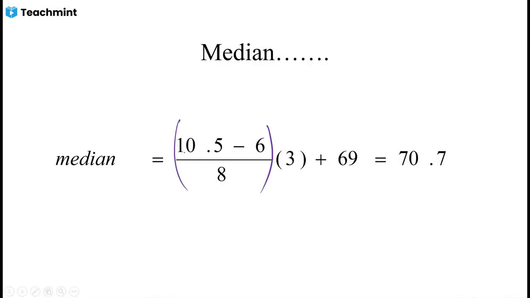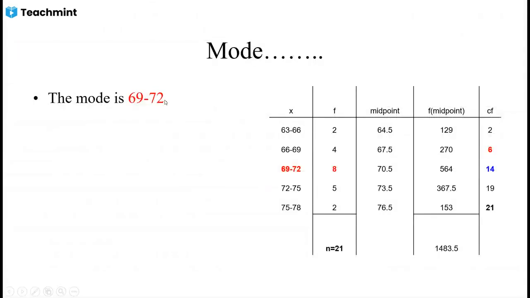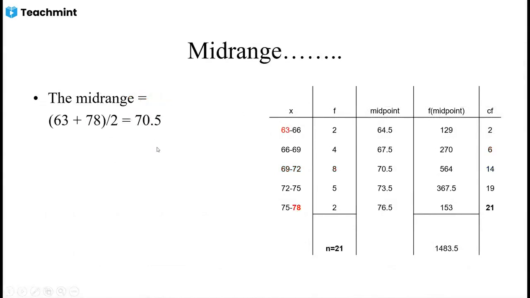70.7. So you are given 70.68. It's fine. So 70.64 is approximately 70.7. Right. Now, if you just want to focus on the mode class, it is mentioned only. Mode class we already decided. And if you want to find the exact mode, I'll just give the idea of how to do it. Mid range is 63 plus 78 divided by 2.